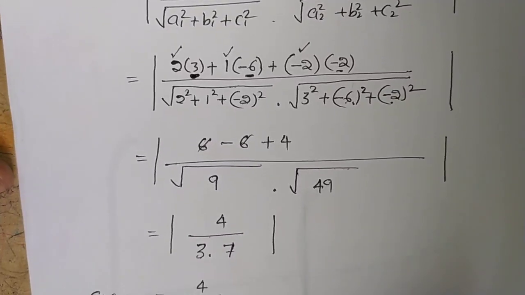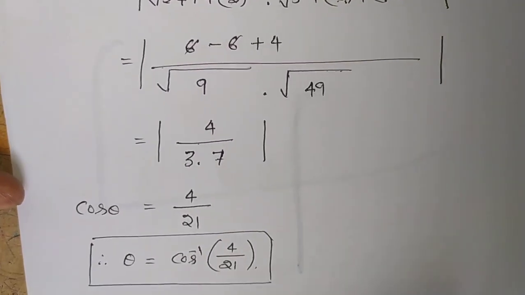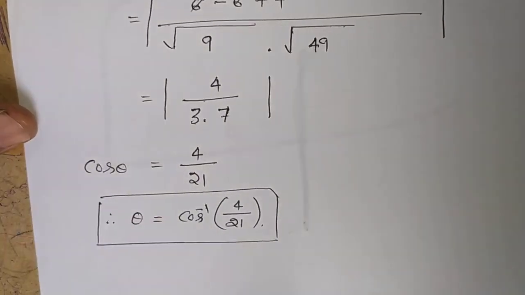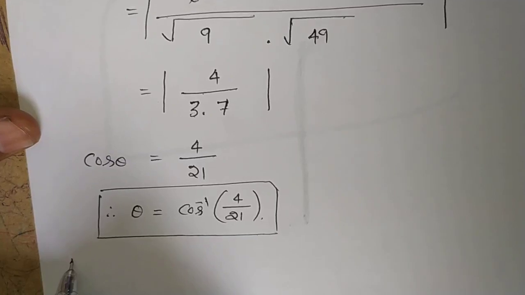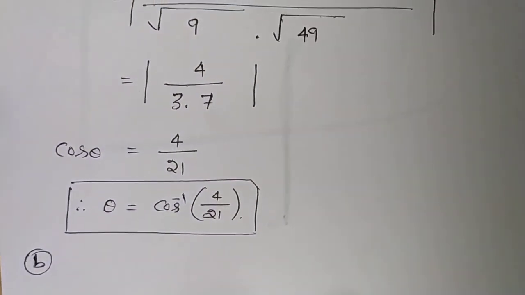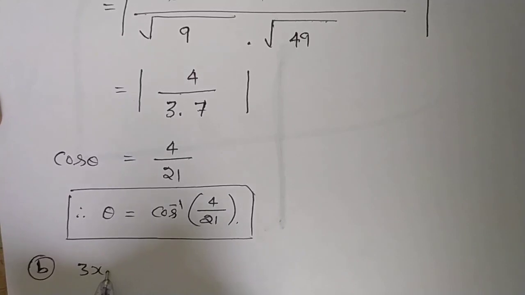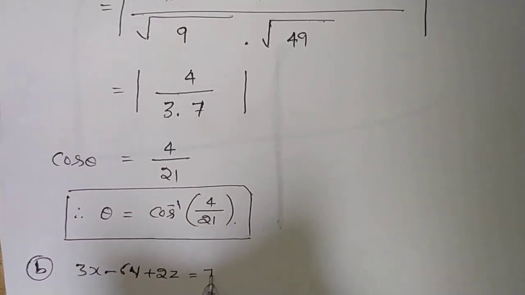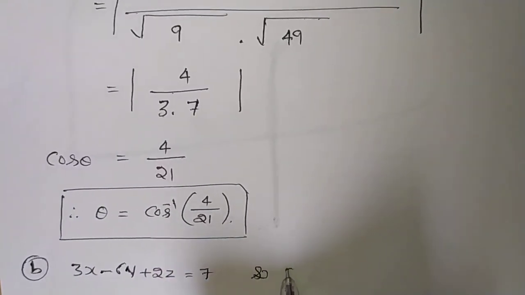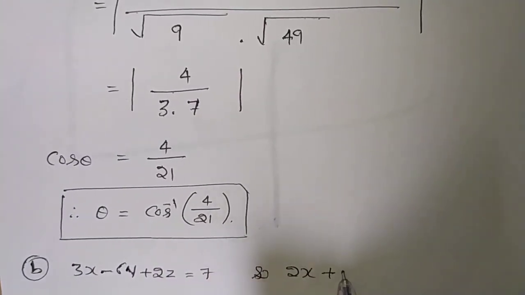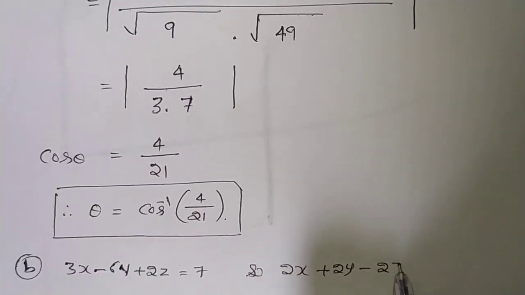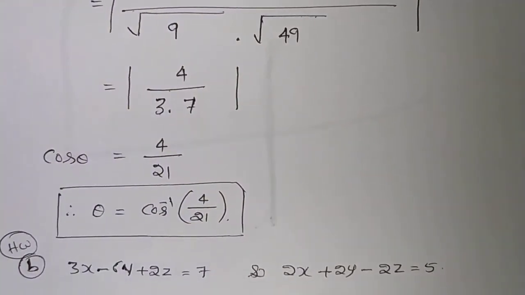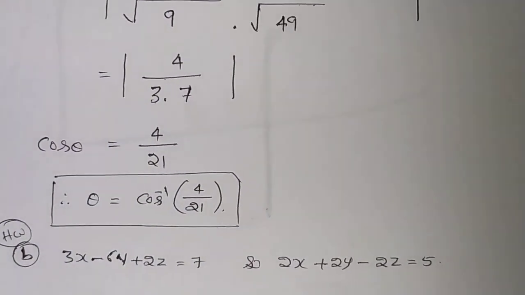Now write down the homework questions. Second question, B: 3x minus 6y plus 2z equals 7, and 2x plus 2y minus 2z equals 5. This is the homework question. Find out the angle between the two planes.